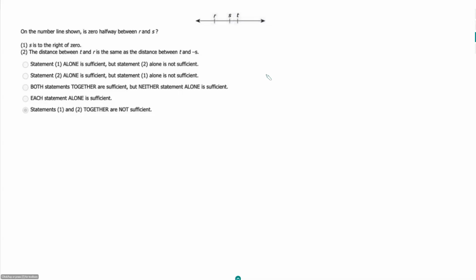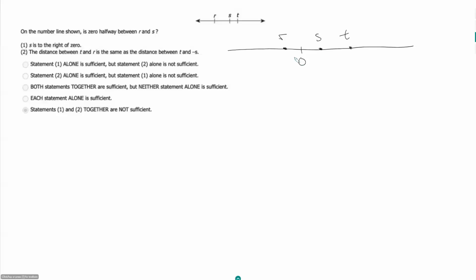On the number line shown, is 0 halfway between R and S? So it looks like they give us 3 points on our number line, R, S, and T. And they just want to know, is 0 halfway between R and S? So somewhere around here. So what would that mean?